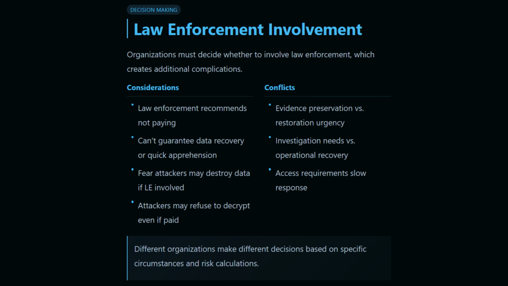And organizations must decide whether to involve law enforcement, which creates additional complications. Law enforcement typically recommends do not pay the ransom, but they often cannot guarantee that they could help recover data or quickly apprehend attackers. Some organizations fear that involving law enforcement might provoke attackers to destroy data or refuse to decrypt even if ransom is paid. Law enforcement needs access to compromised systems for investigation, which conflicts with the urgency to restore operations. Evidence preservation requirements slow response. Different organizations make different decisions about law enforcement involvement based on their specific circumstances and risk calculations.